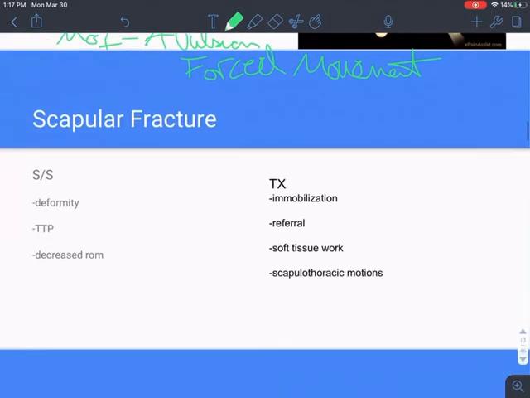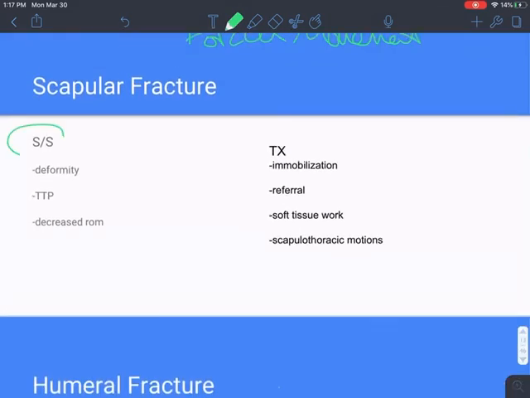All right, so scapular fracture. So signs and symptoms: deformity, maybe, just depending on where. It is super painful though. Definitely tender to the touch. We're gonna do plus sign for positive. Decreased range of motion, kind of similar to clavicle fracture. Okay, so treatment, we're gonna immobilize. We're gonna send them to the ER.